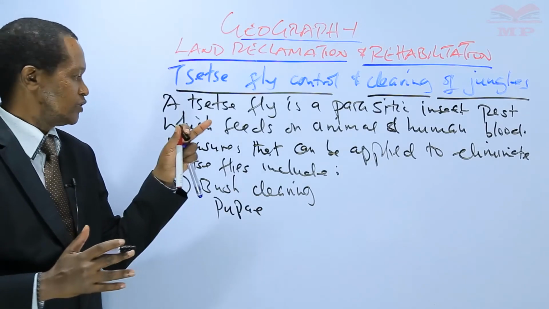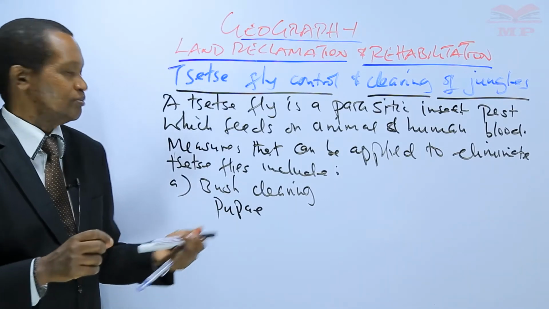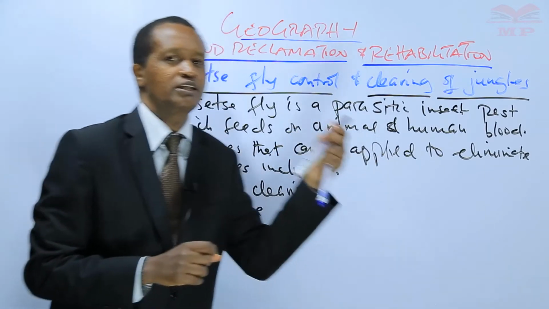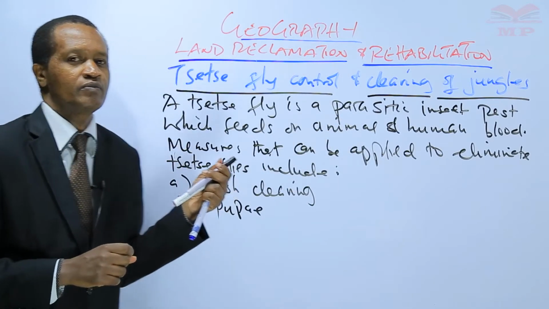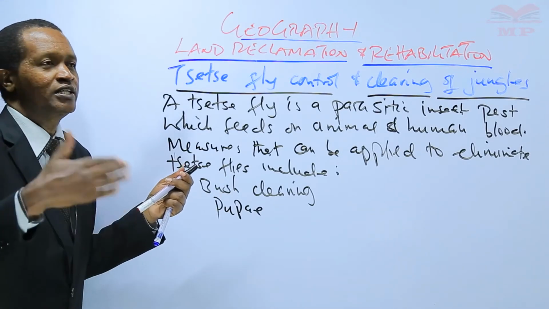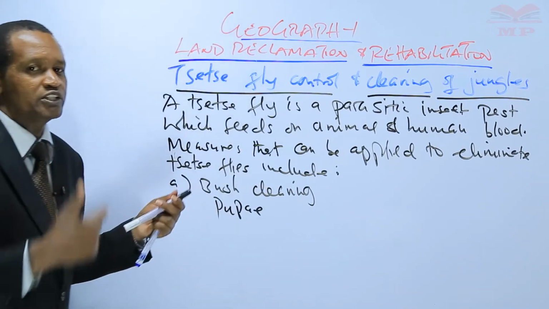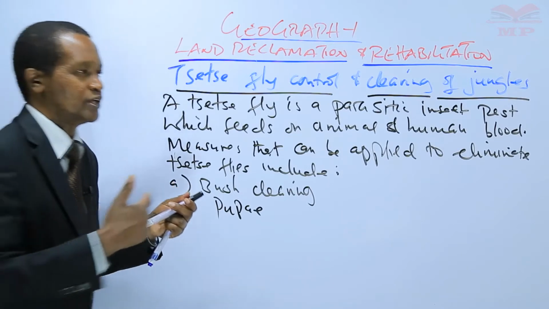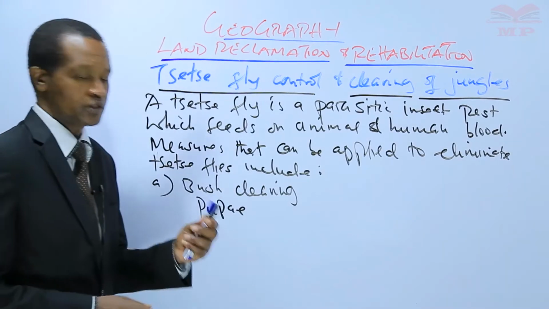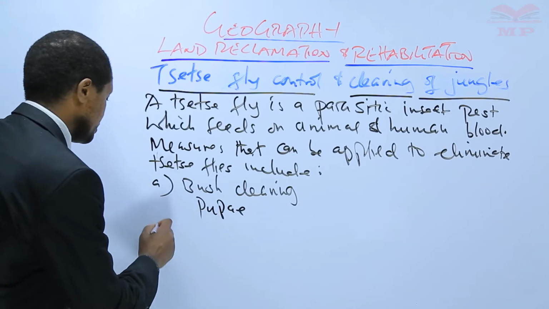Okay, so bush clearing, learners. Bush clearing is a way in which tsetse flies can be eliminated. Is that clear? Selective clearing of bushes is applied to prevent soil degradation, which could also occur. The second measure, learners, is insecticide application.